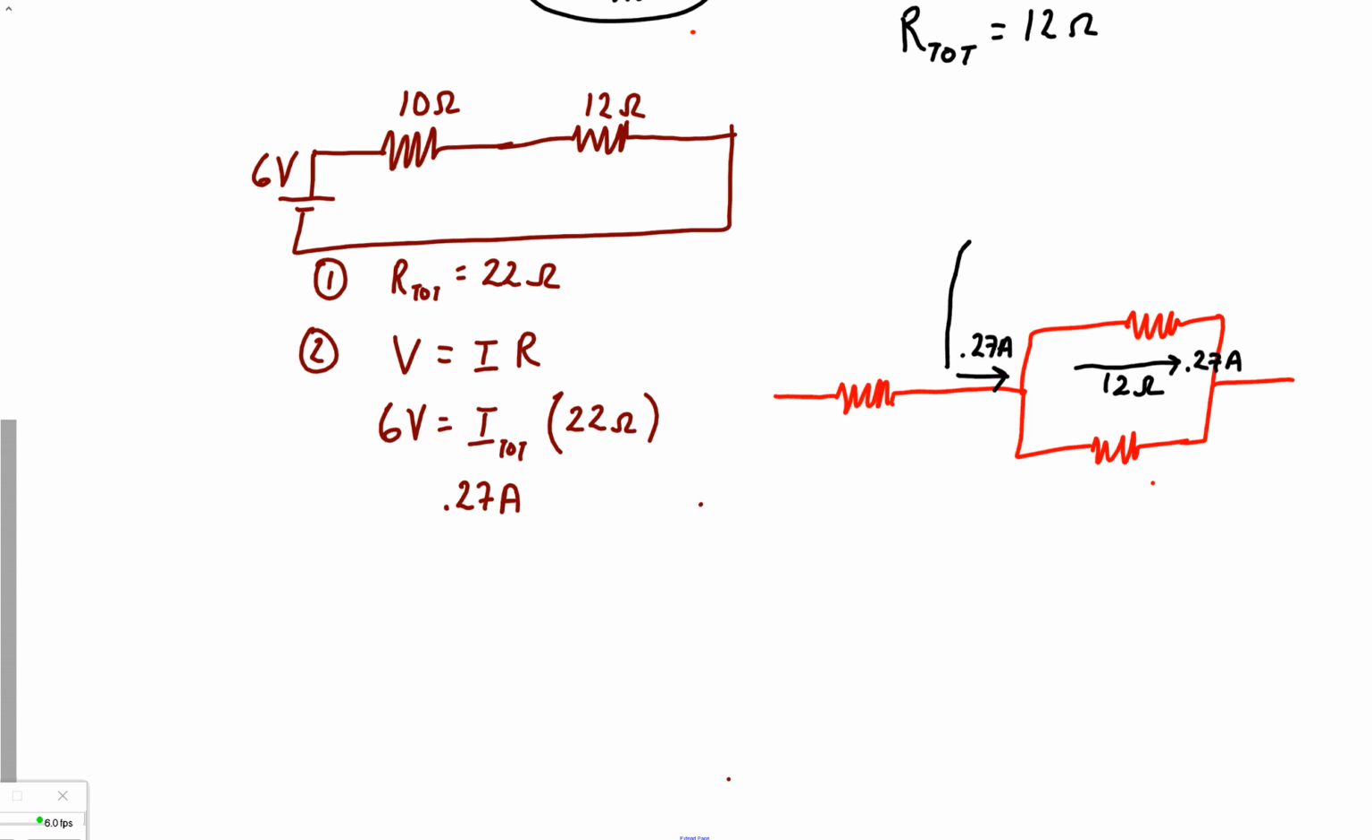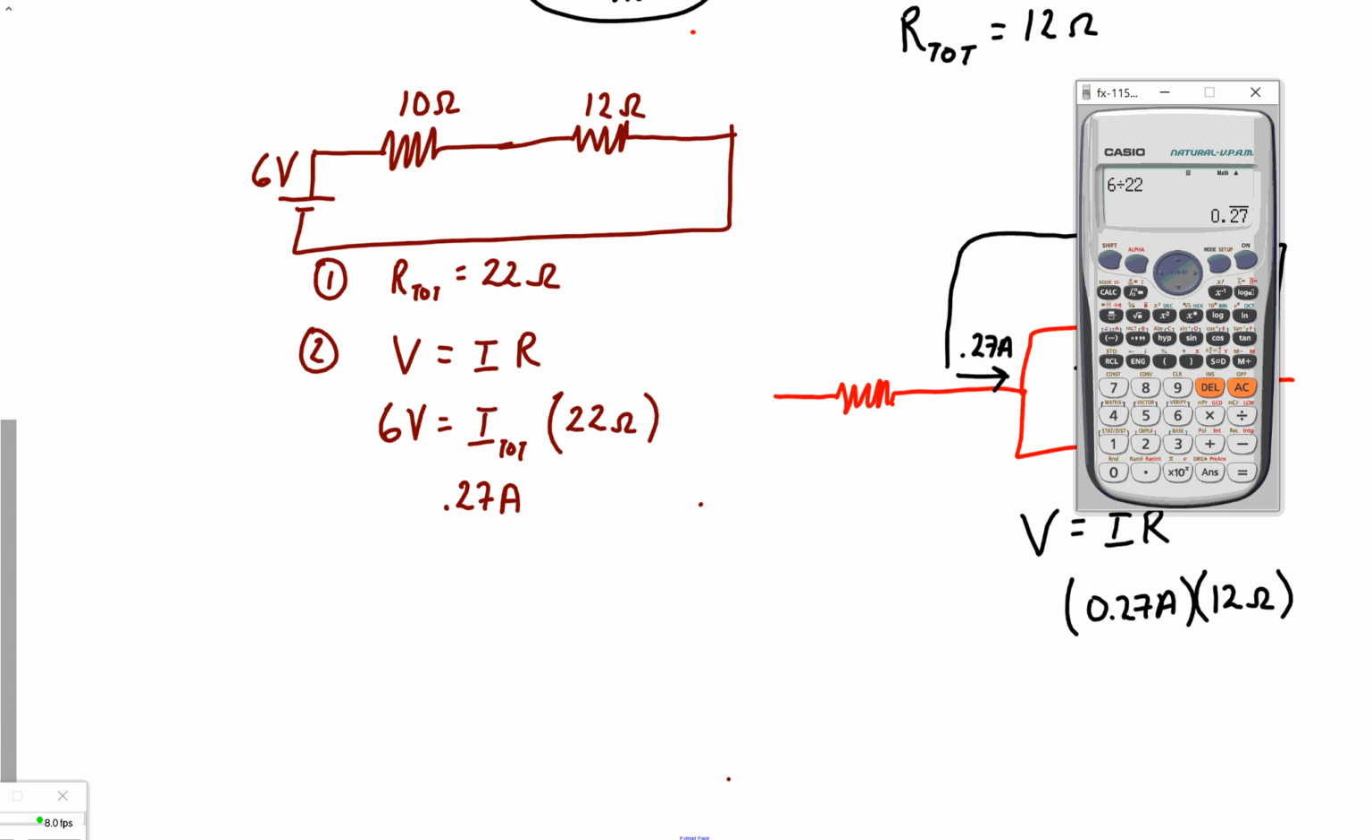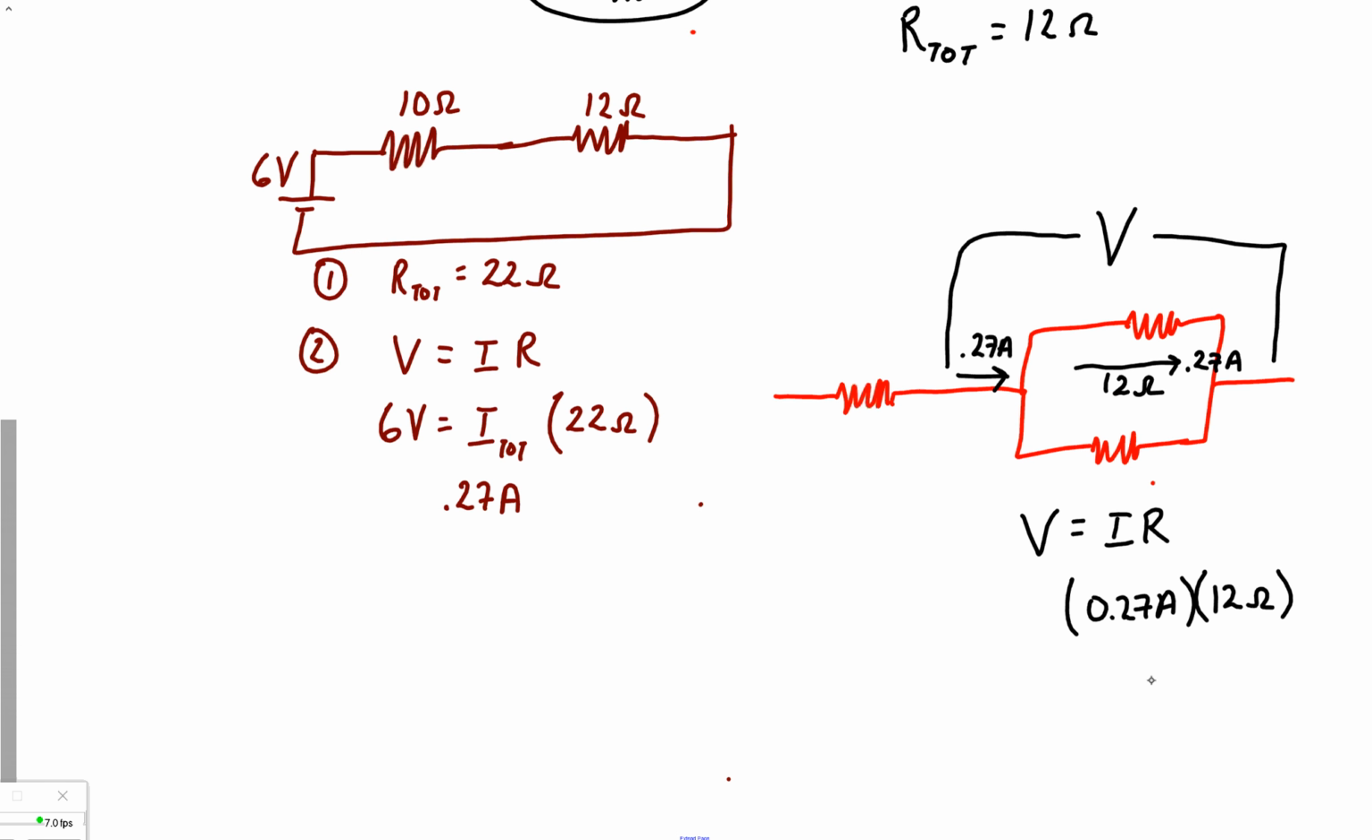Guess what having this 0.27 amps and this 12 ohms allows us to do? It lets us find the potential across this entire section. So I know that V is equal to I times R. So in this case, I know that I is 0.27 amps. I know that my resistance is 12 ohms. So what is 0.27 times 12? Glad I caught that. And so we've got 3.27 volts.